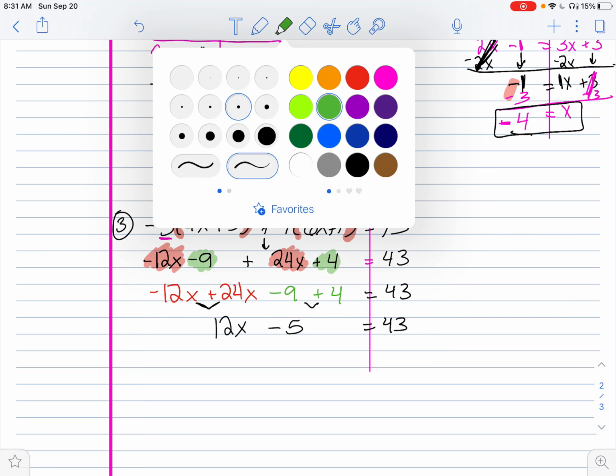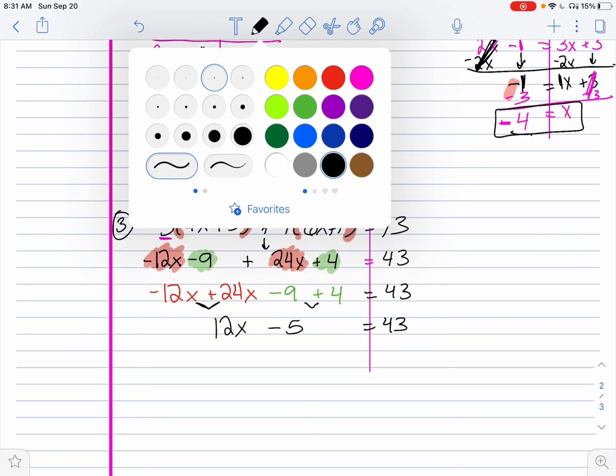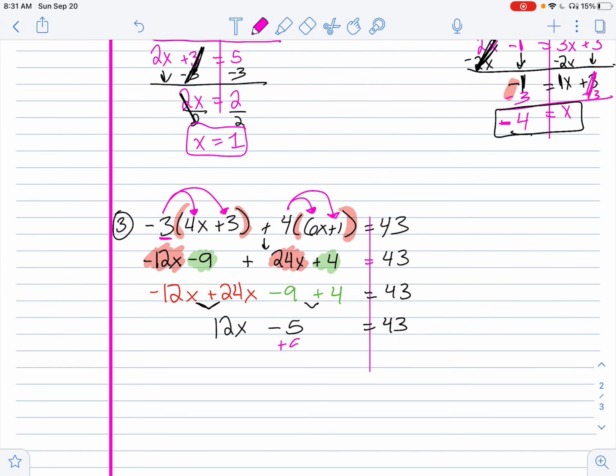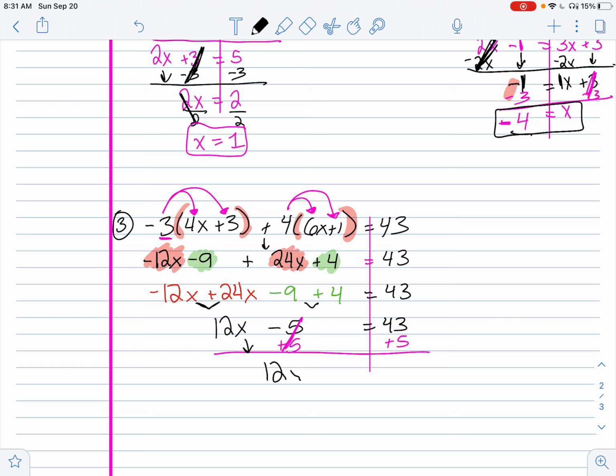Now what we're left with is 12x, and I can move all the numbers away from that x. I have to move this minus 5 and the times 12. So I start with the minus 5. In order to move that, I have to add 5 on both sides. So my 5's cancel out, and I bring down my 12x equals, and then 43 plus 5 is 48.